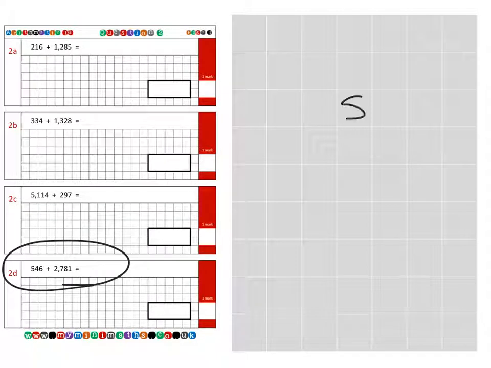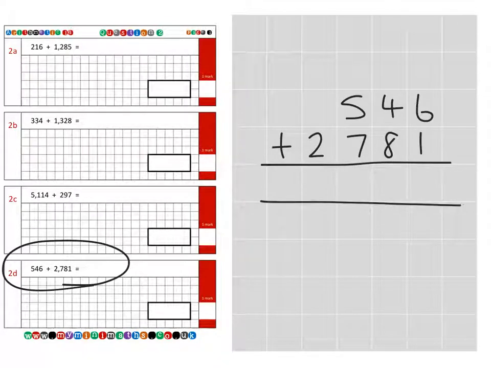And on to the final question for today, which is question 2d. That's 546, and we're going to add 2781. Ensuring that we line up the units, the tens, the hundreds and the thousands.